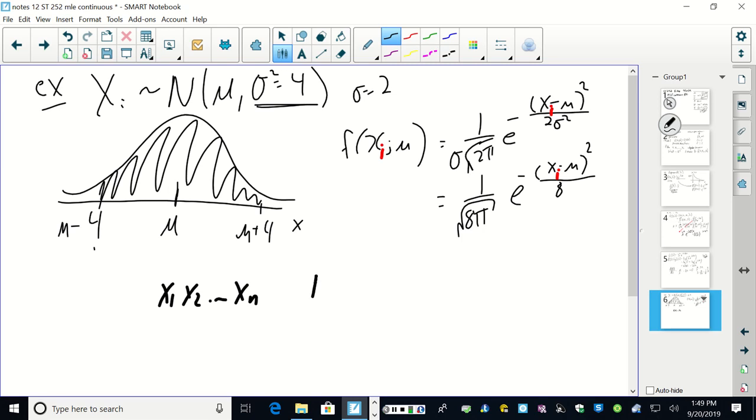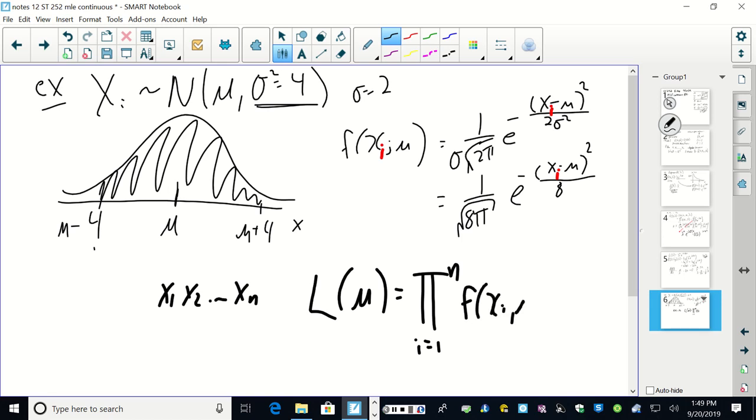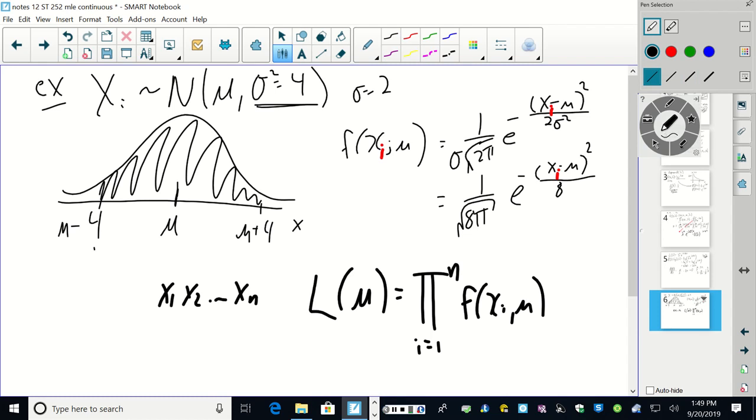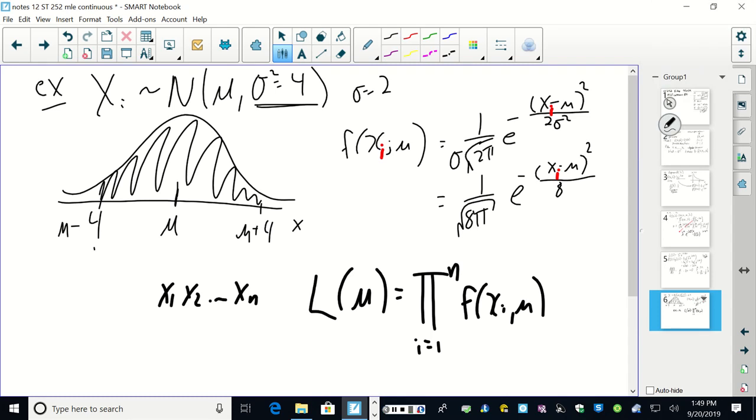Each i, there's a little subscript i that can be put on each of these things. So each point is sampled with that normal density. So now we get n observations, x1, x2, up to xn. And our likelihood for mu is going to be the product going from 1 to n of this density, which I'll write on the next page. This is the joint density of all n observations.